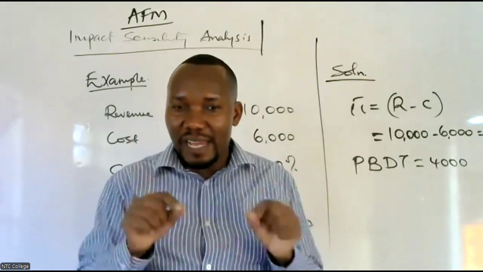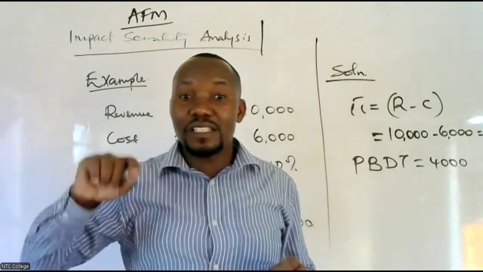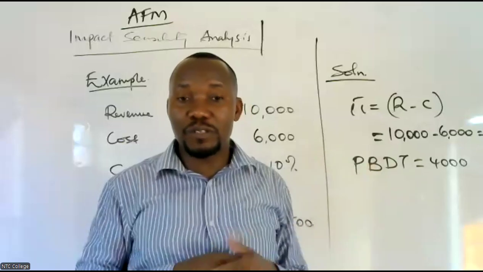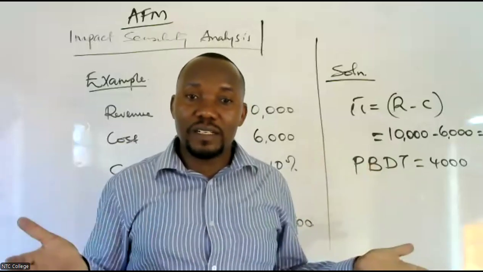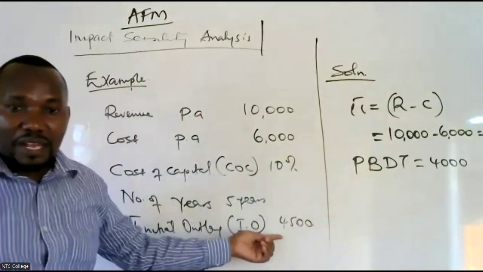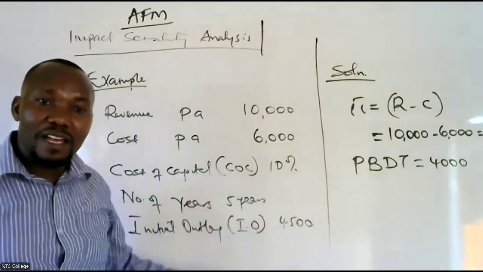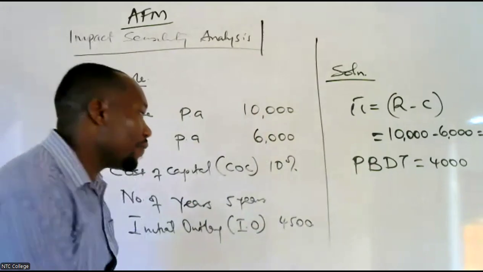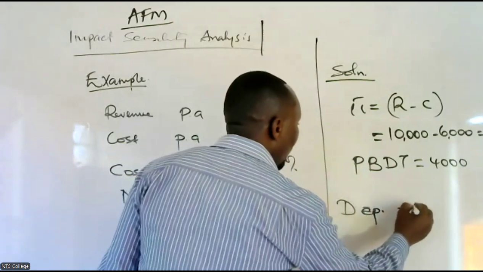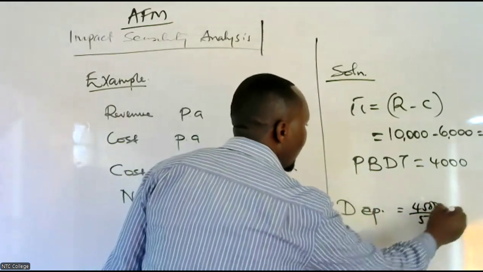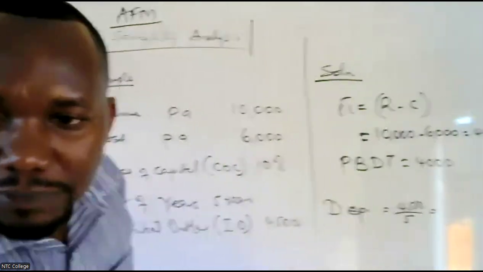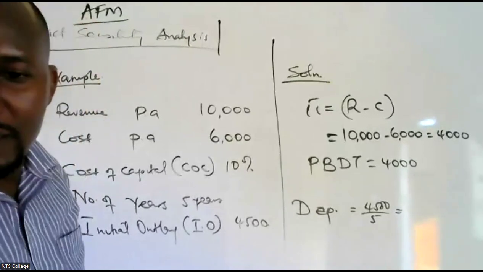Do we understand? When you are given tax, say the company uses corporate tax of 30%, then you have to calculate depreciation if you haven't been given it. The best way to calculate depreciation, in fact the examiner will tell you, is straight line. This is the cost of buying the machine, and the machine will stay for 5 years. So every year, it depreciates at a constant rate of 900. So depreciation is normally 4,500 all over 5. That is the depreciation per annum.